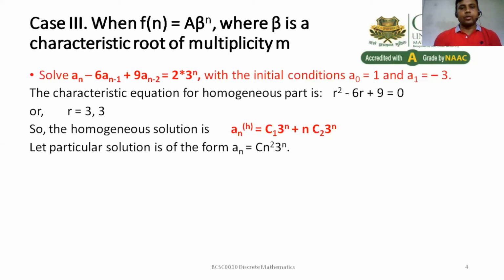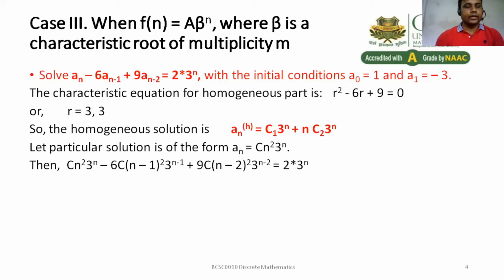If we put this value of an in the given recurrence relation, we get c n square 3 to power n minus 6c (n minus 1) whole square 3 to power n minus 1 plus 9c (n minus 2) whole square 3 to power n minus 2, and that equals 2 into 3 to power n. This is done because we can write the values of an minus 1 as well as an minus 2 by simply replacing n with n minus 1 and n minus 2.